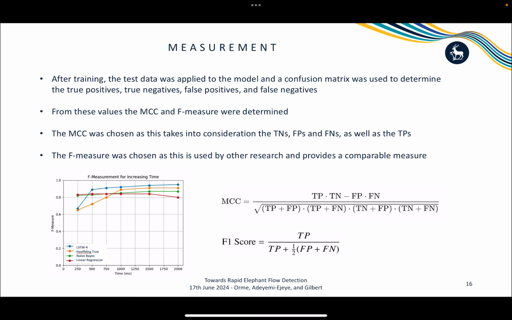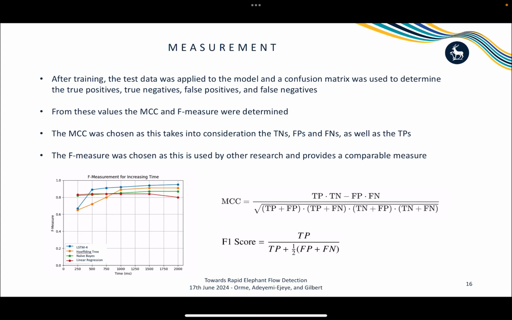The binary outputs of the inference were compared to the ground truth labels, and then a confusion matrix was formed which allowed us to evaluate the success of the trained models. We used the standard F measure to determine the accuracy of the model so it could be compared to other methods. But we also introduced the Matthews correlation coefficient, as this includes the true negative value in the calculation. From the graph we can see that our model, the Hoeffding tree and the naive Bayes methods all improve with the amount of time sequence data presented to them.